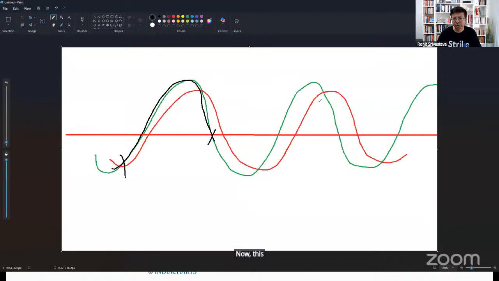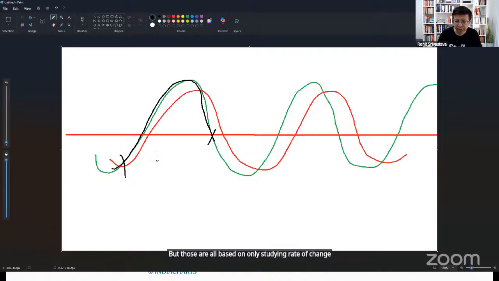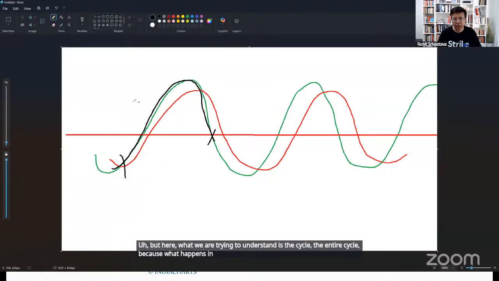Now, this is a new concept. You will not have read it or heard it anywhere. Though there are some people who have written that momentum crossing zero is when the big move happens, those are all based on only studying rate of change. But here, what we are trying to understand is the cycle, the entire cycle. Because what happens in reality when you're looking at the underlying prices is that they don't move up and down in cycles.